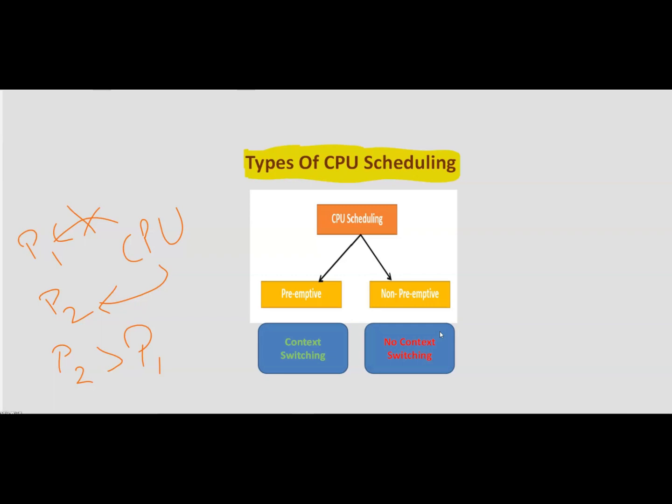A very important term we are going to see throughout this chapter is context switching. Context switching means when the CPU switches from one process to another process. This is called context switching.